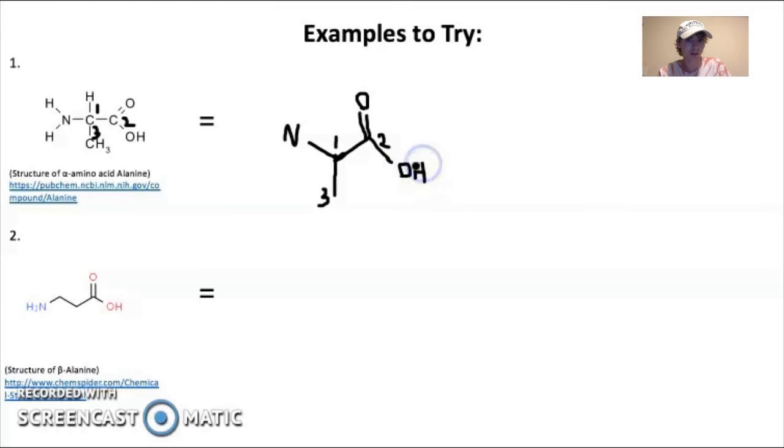And then I'm going to add my hydrogens. You can skip this step, but I'm just going all the way through the process. Once you get the hang of it, you can skip this step. Add all these hydrogens. And then don't forget the hydrogens on your nitrogen here.